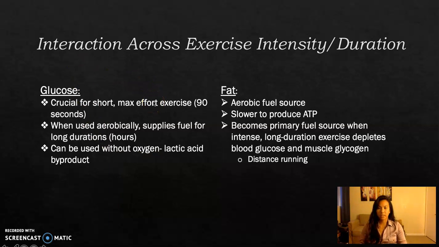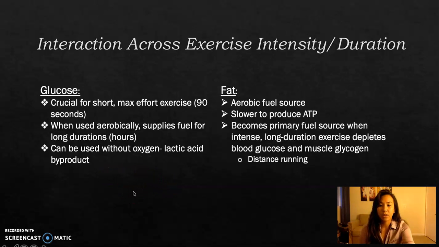Now next we have the interaction across exercise intensity and duration. Now there is a difference between using glucose and utilizing fat as a source for ATP. On the glucose side, it is crucial for short maximal effort exercise lasting 90 seconds or less. It can be used aerobically or anaerobically, so with or without oxygen. And when used with oxygen, or aerobically, it supplies fuel for long durations.